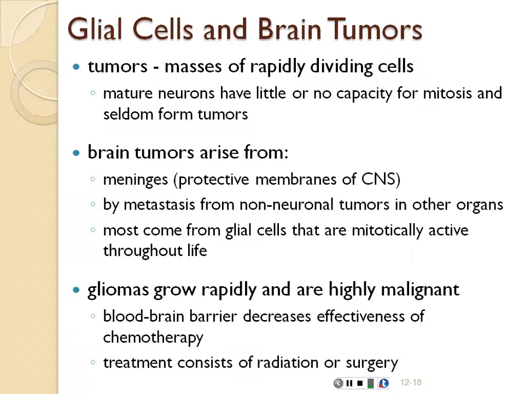Mature neurons have little or no capacity for mitosis and seldom form tumors. So neurons are special cells, but these cells actually live for our entire lifespan, pretty much. So the neurons that we have now are the ones that we'll have when we're 90 if we live that long. Some of them will die off, but we never make new neurons, which is a bad thing, especially for people who have neurological disorders, spinal cord injuries.